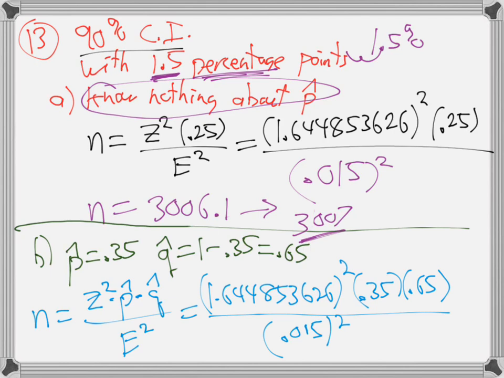And I'm getting 2735.6, which rounds to 2736. Anybody else getting that number? We always round up. More people is a more accurate study. We can't talk to part of a person, so we got to talk to one more whole person. 2736.